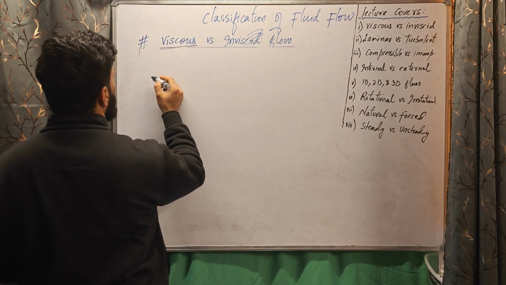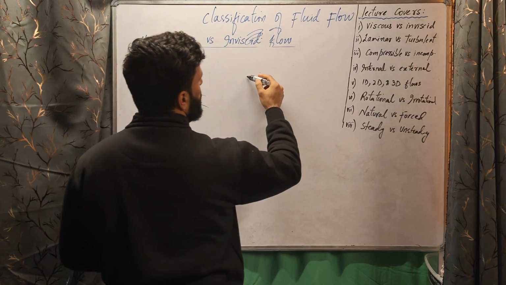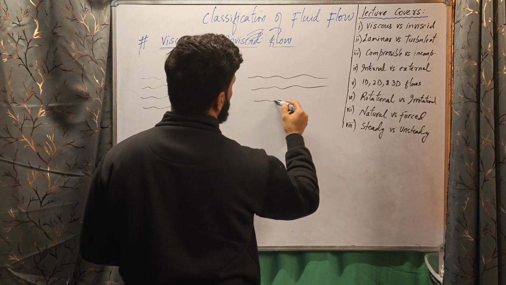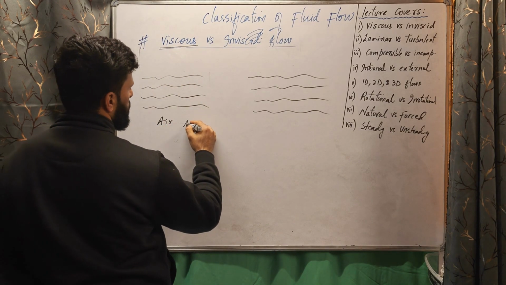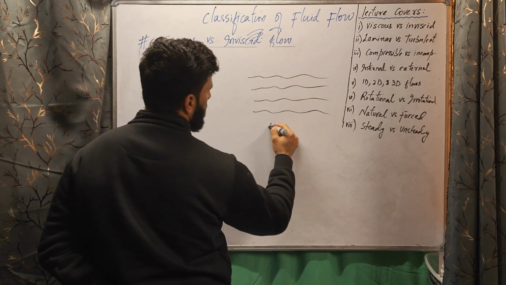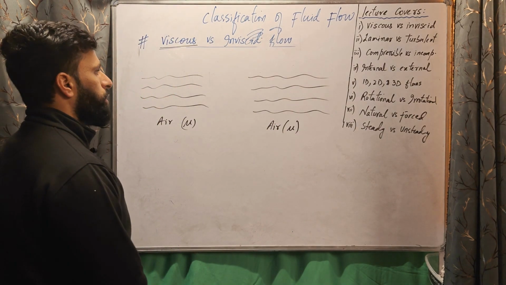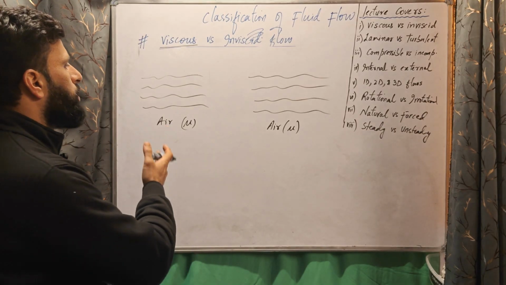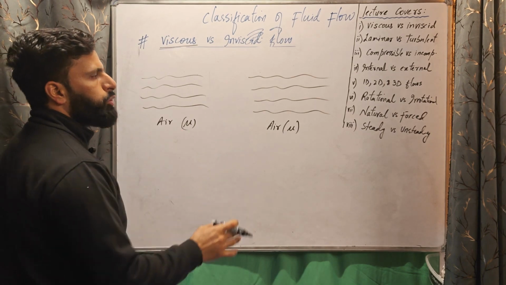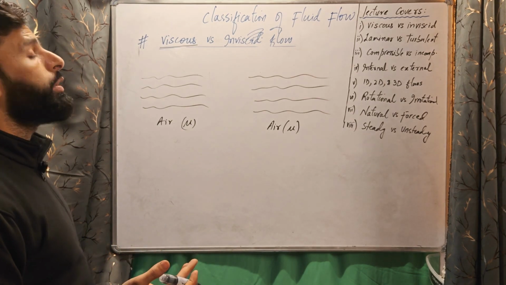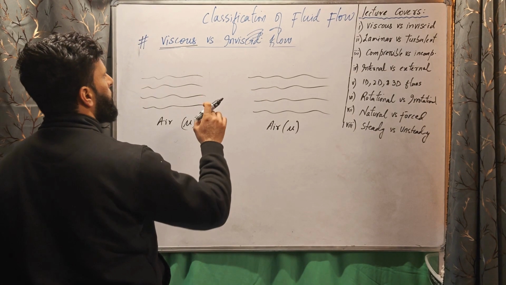Suppose we have air in both the cases, still air. So viscosity is some mu, and here, air, viscosity is the same mu. So according to the notion of higher viscosity, lower viscosity, viscous, inviscid, both these flow fields should be either viscous or inviscid, but they will be different.